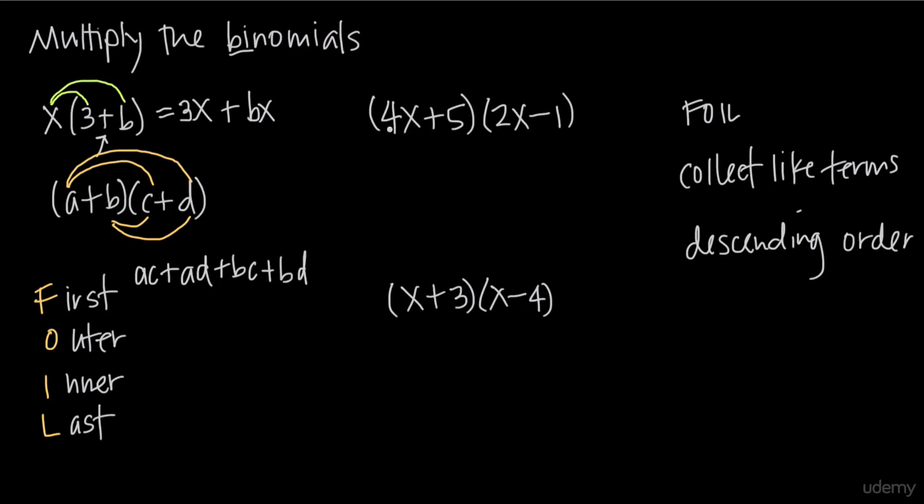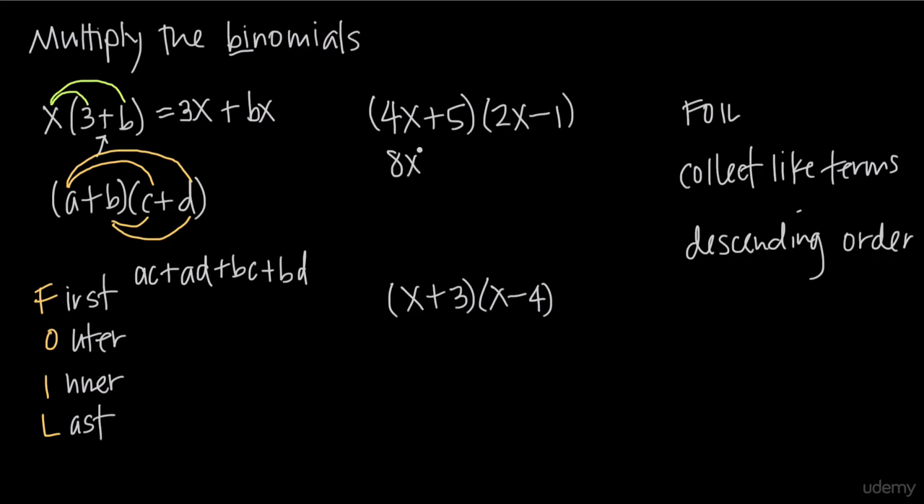Let's look at an example with some real numbers and variables here. The steps we're going to follow again, we're going to FOIL the terms, then we're going to collect our like terms together, and then we're going to make sure that the answer we write is written in descending order of exponents.